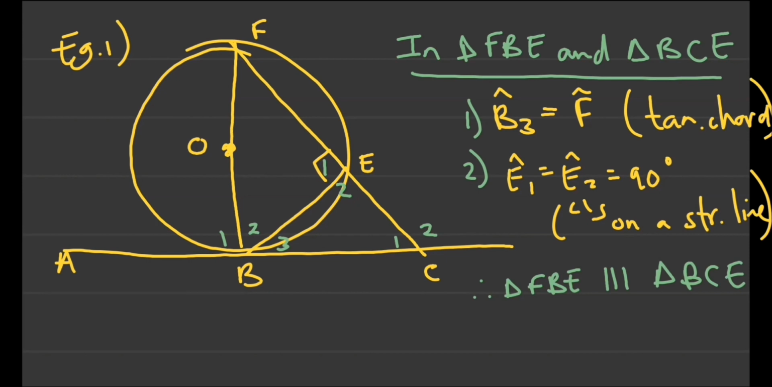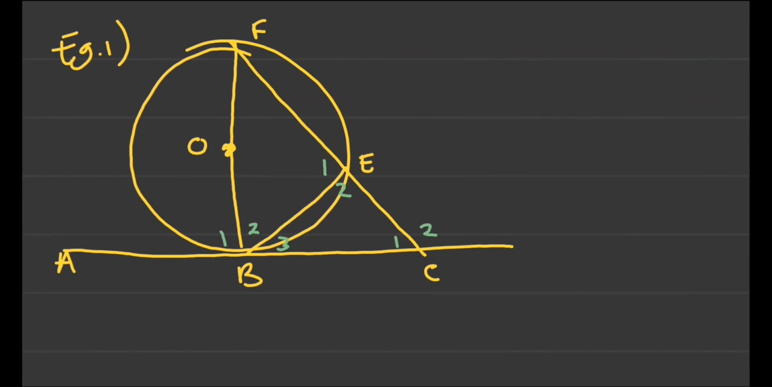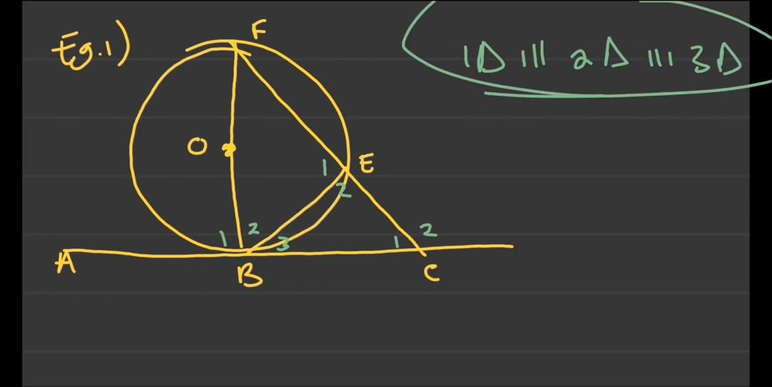With this, we've actually proved that all three triangles are similar to each other. Indirectly, we actually proved that all three triangles are similar to each other. Let me explain why I say this. We proved that the one triangle was similar to the second triangle, and then we proved the second one similar to the third triangle. And so this basically means that all of them are similar to each other.